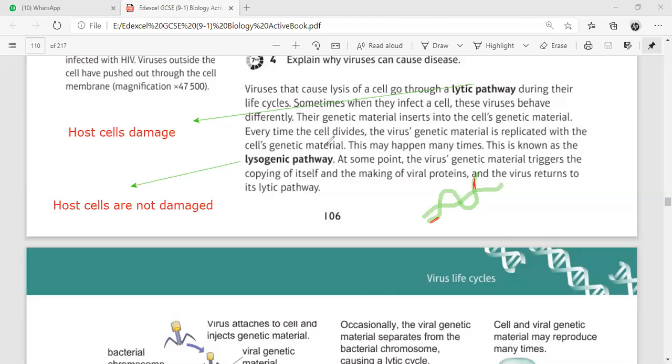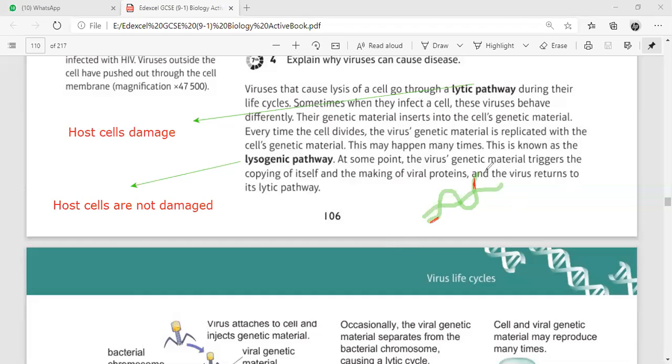I will explain it further, but you just remember in the lytic pathway, what happened? The DNA or the RNA of the virus controls the machinery of the host cell, controls the nucleus, and the nucleus of the host cell starts making copies, and ultimately it bursts. Correct? You understood this part. In the lysogenic pathway of some of the viruses, once their DNA or RNA is inserted, it gets incorporated into the DNA of the host cell. So it is now hidden.